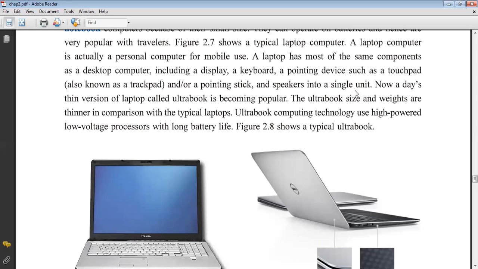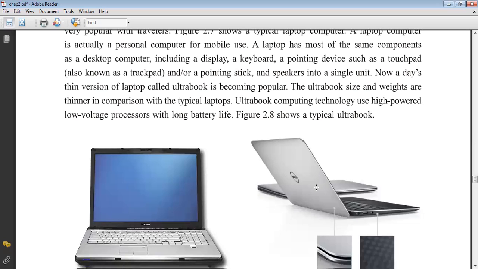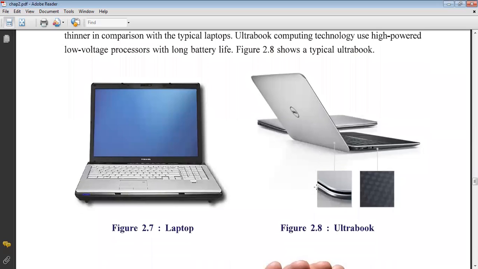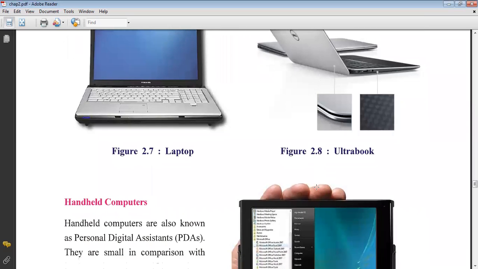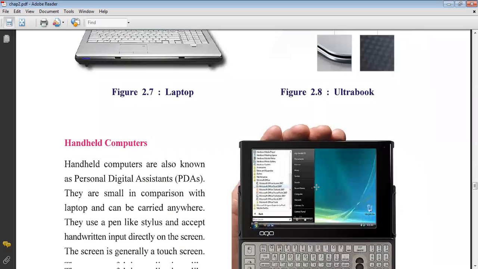Such as a pointing device such as touchpad, also known as trackpad, and pointing stick, speakers into a single unit. See, as per this laptop, Ultrabook, this is a simple example of a laptop computer.